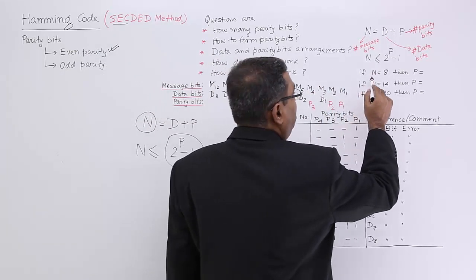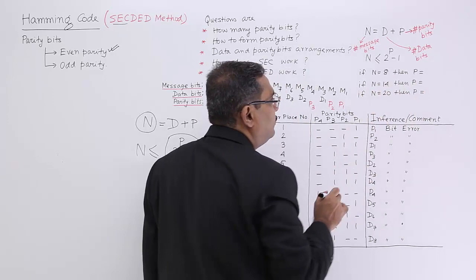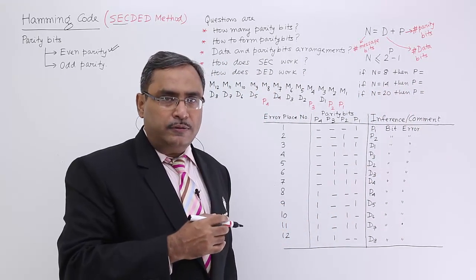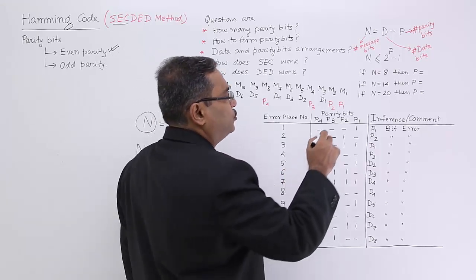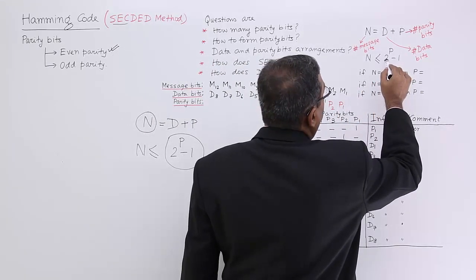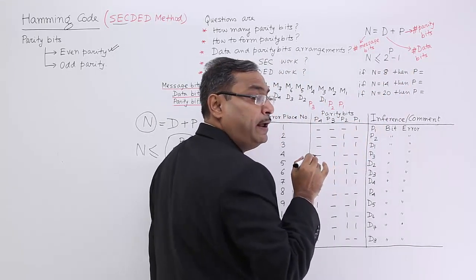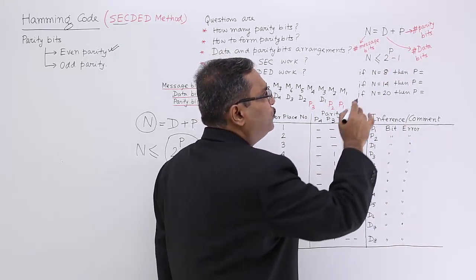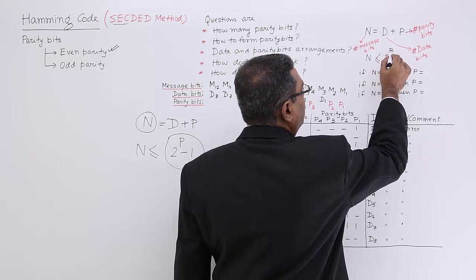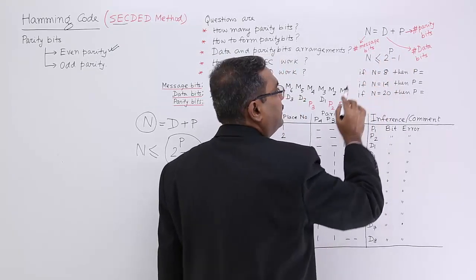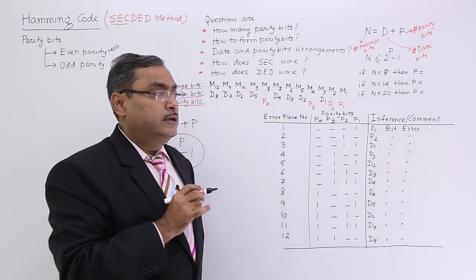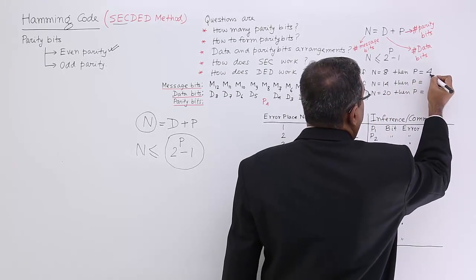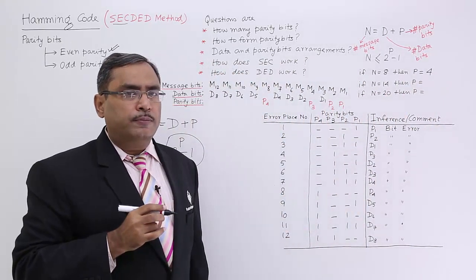Now if n is equal to 8, then what will be the value of p? I took 3 arbitrarily in my prior video. Now if we put 3, then 2 to the power of 3 minus 1 is 7. So 7 cannot be greater than or equal to 8. But if I put 4 here, then 2 to the power of 4, 16, minus 1 is 15. 15 is greater than or equal to 8. So for n equal to 8, the number of parity bits will be 4.